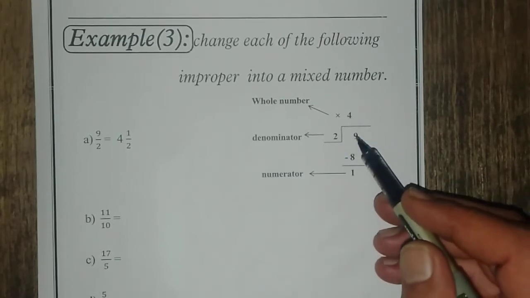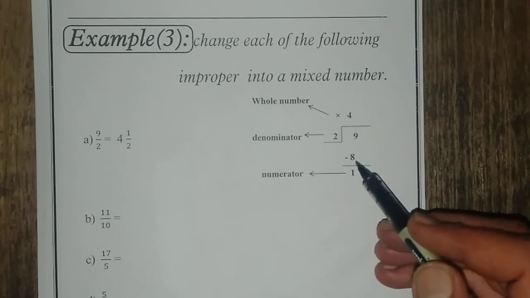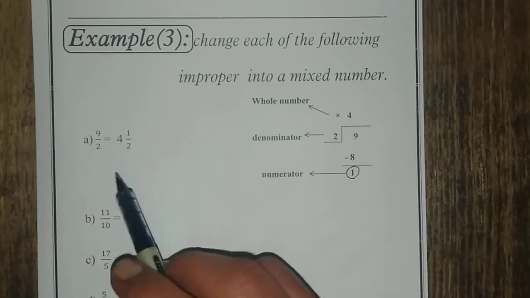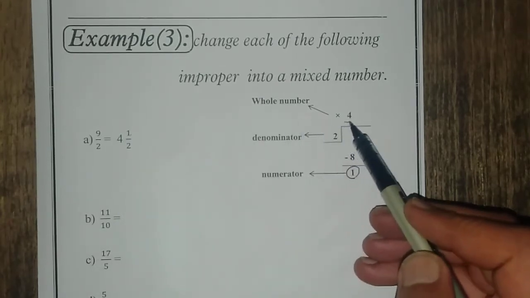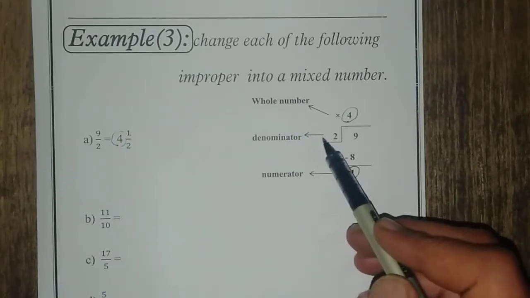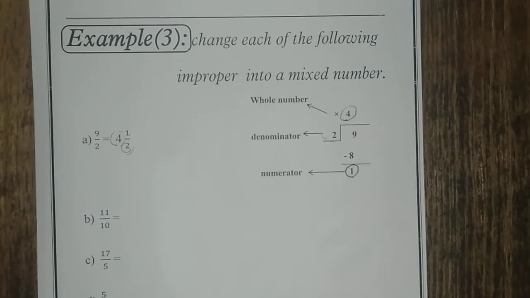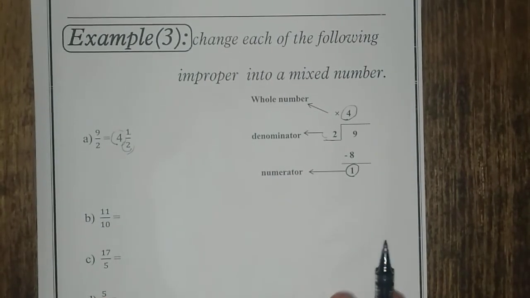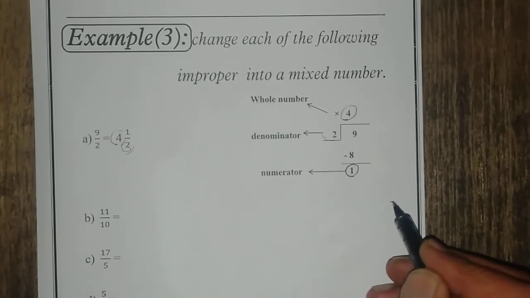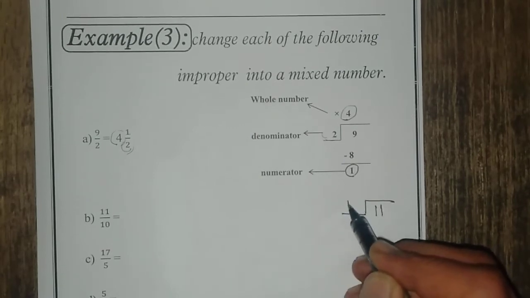We subtract 9 minus 8 equals 1. 1 is called the numerator. 4 is called the whole number. And 2 is called the denominator. Example B, 11 over 10. We'll divide 11 divided by 10.